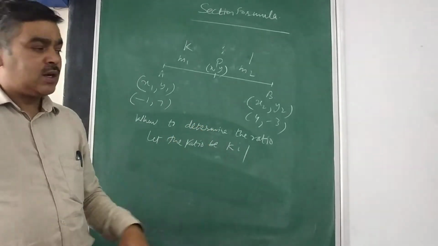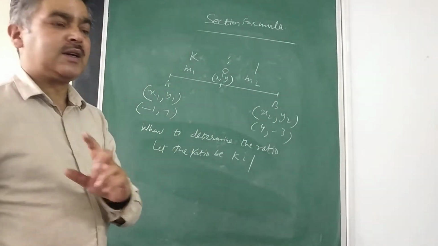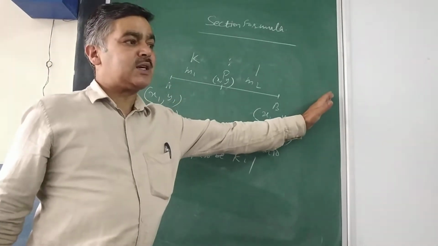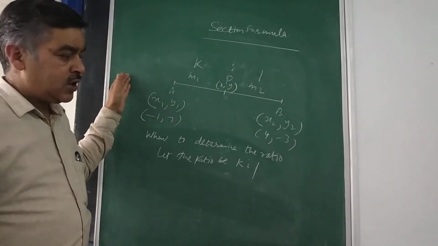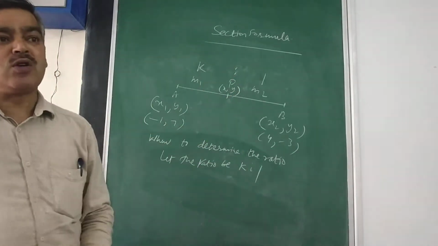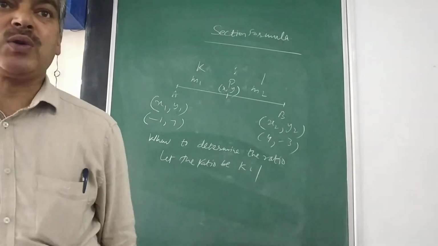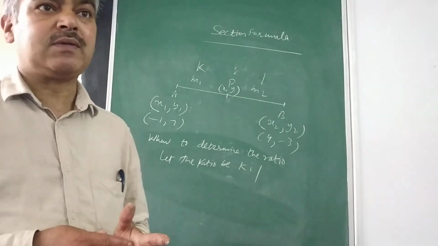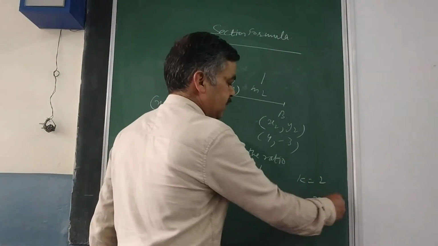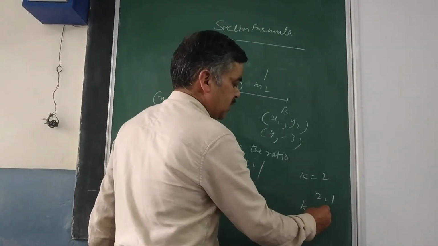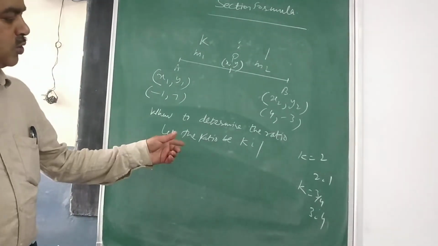Make a note of that. You remember, your ratio according to your syllabus is internal. It is not external. It is not going to be extended towards B or towards A, neither forward nor backward. So there is no chance that your answer will be negative. All the times the ratio you determine will be positive. So if k is coming 2, my answer will be 2 ratio 1. If k is coming like 3 upon 4, my answer will be 3 ratio 4.